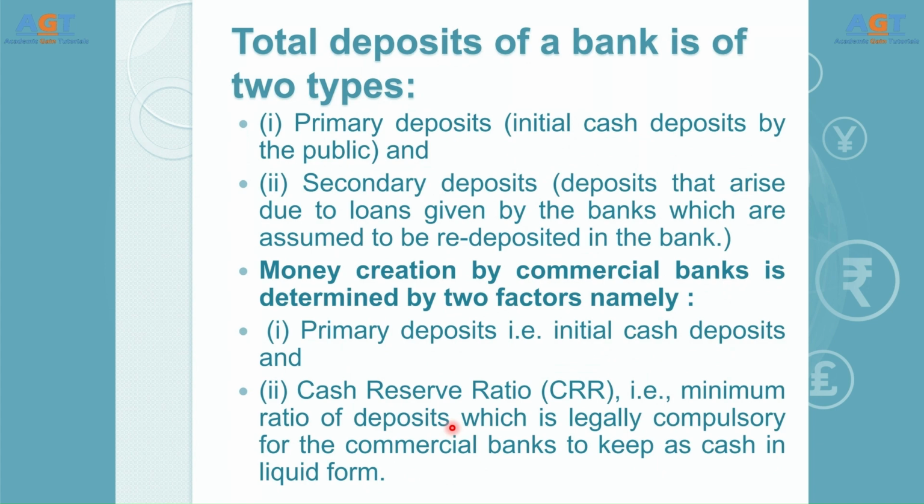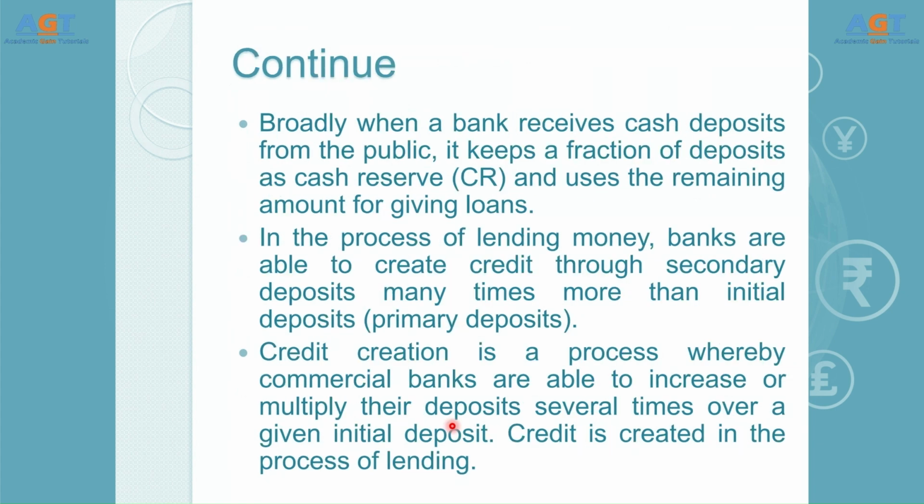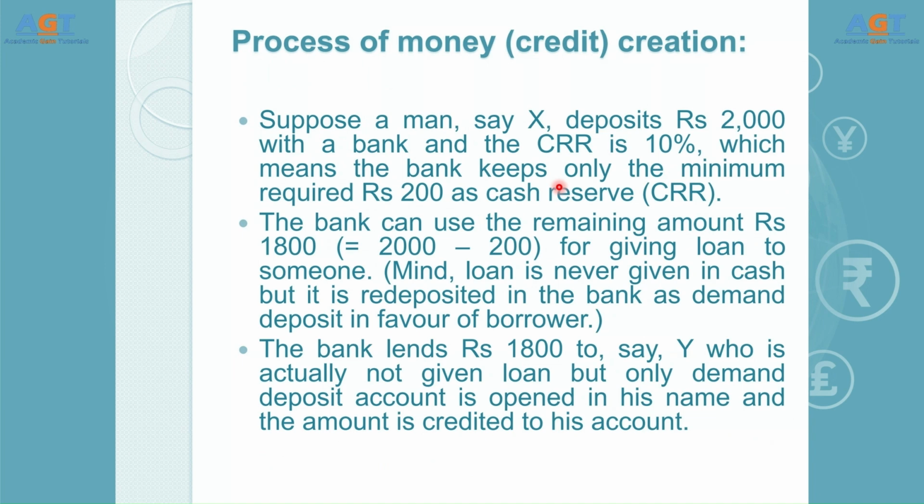Let's continue with the core idea of how banks create credit. Continuing to the next slide. When a bank receives deposits, it keeps a fraction as cash reserve and lends the rest. During lending, banks create credit through secondary deposits, often many times more than the initial deposit. Credit creation is essentially the process of multiplying deposits through repeated lending and redepositing. Now we'll go through an example step by step. Process of credit creation.